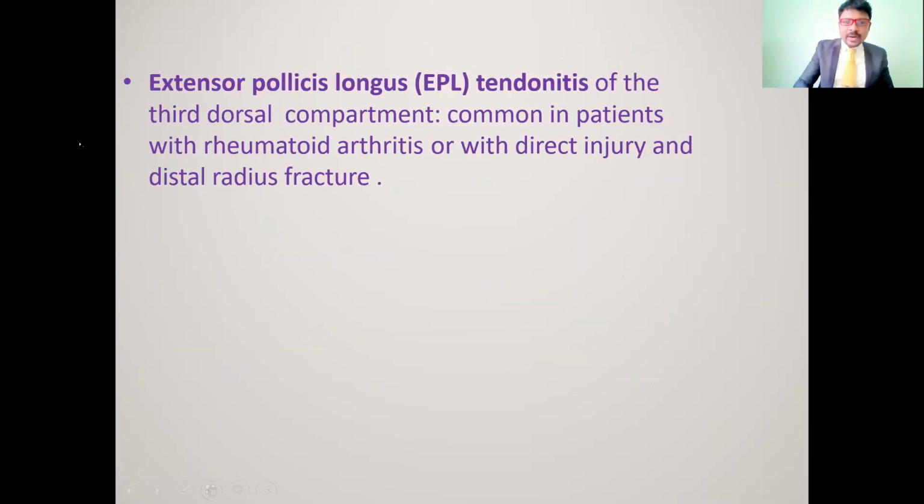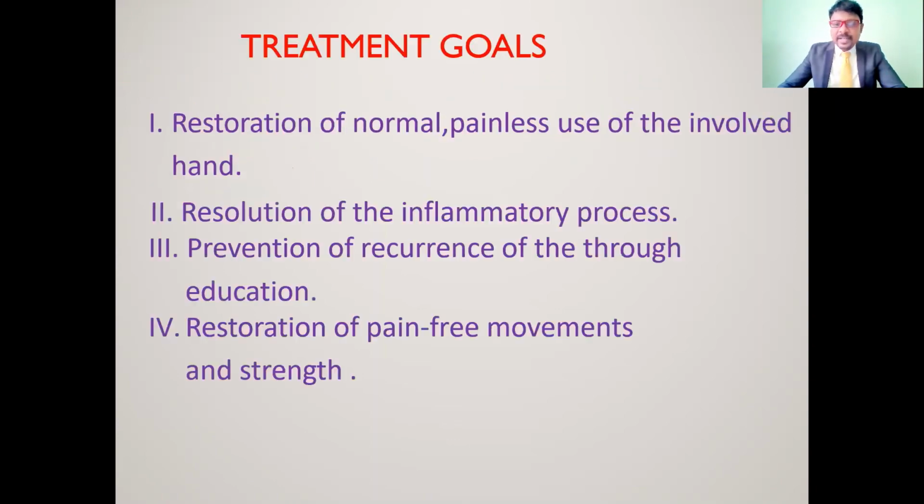Another one is if anybody has extensor pollicis longus tendinitis. If the tendon is inflamed, with swelling or any injury, in case of rheumatoid arthritis, a direct injury, or a distal radius fracture, you may get pain in the wrist joint. But how can we differentiate tenosynovitis, that is De Quervain's disease, from other conditions? We only have to do the special test, the Finkelstein's test. With this one, we can easily make the differential diagnosis. So that is about the differential diagnosis.